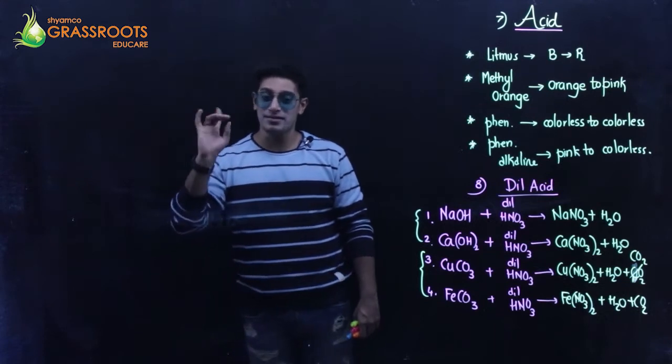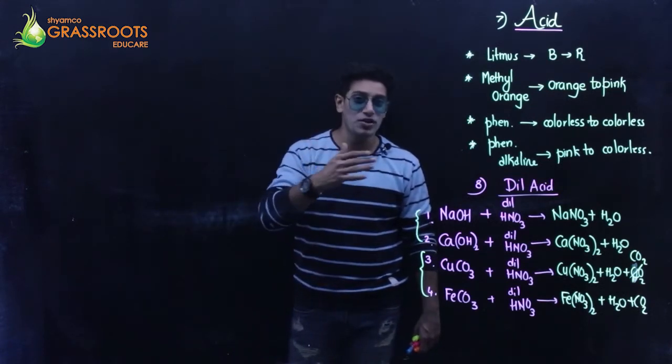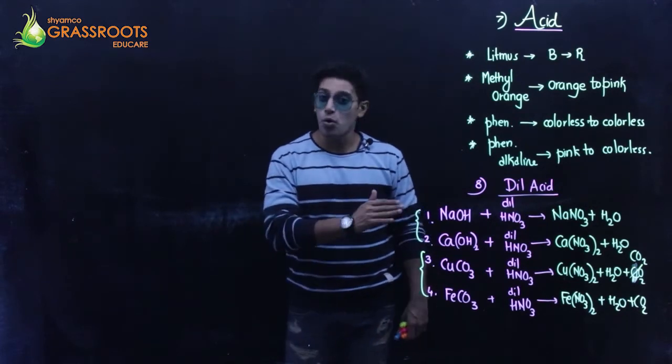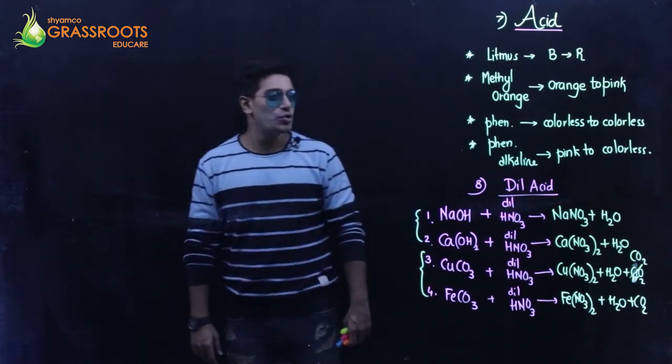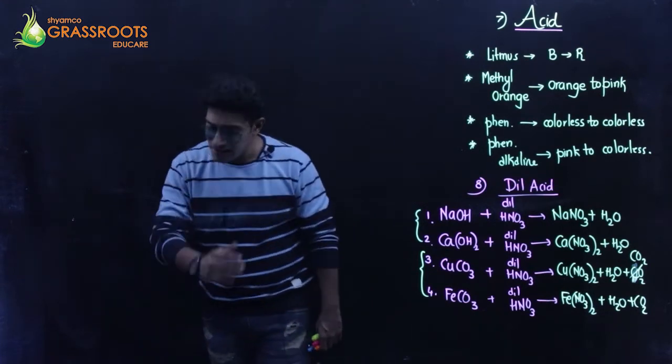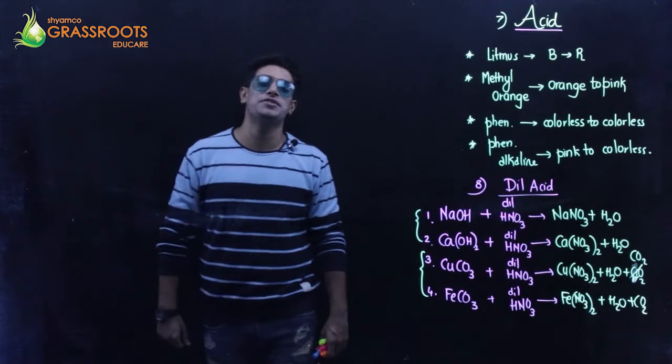We have done it in acid, base, salt. We have also done it in the hydrochloric acid, the HCl chapter. So I'm not writing that once again. So we studied the dilute acid reactions, and we studied the action on indicators, the litmus.